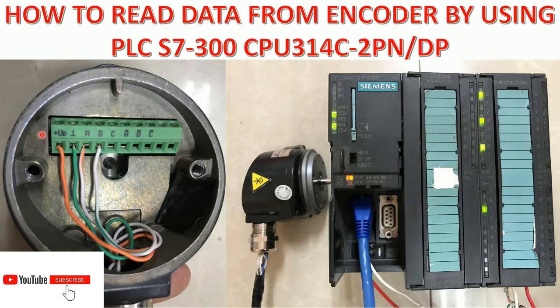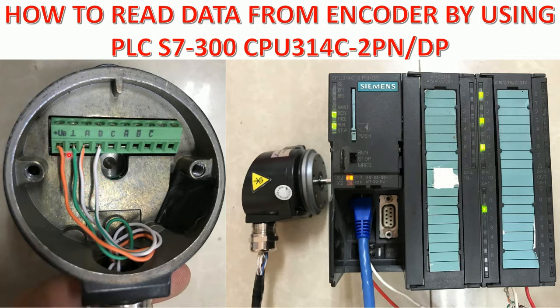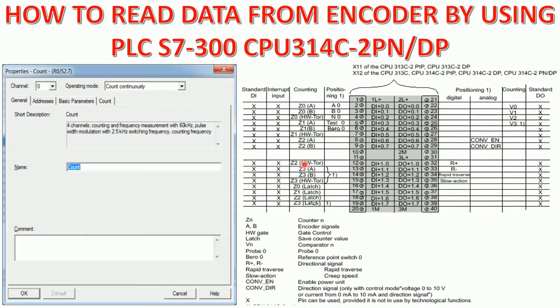This is an encoder, and I already connected the cable for 24 volt supply, positive and negative, and this is the signal from the encoder for A phase and B phase. And this is a PLC S7-300 that I already connected the cable from the encoder to this card. Here is the connection.